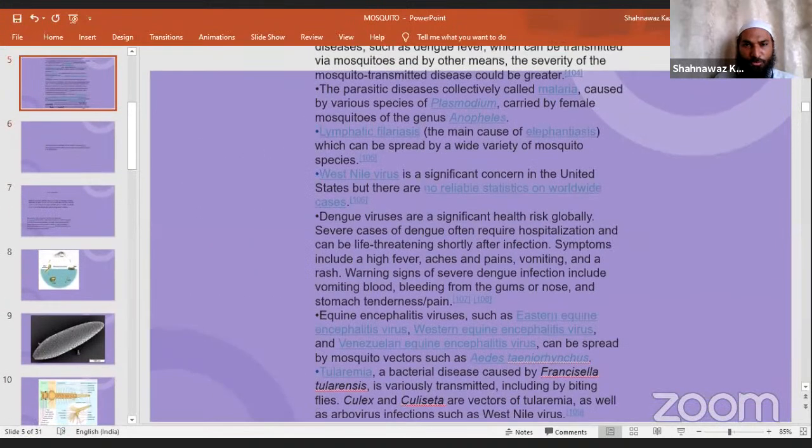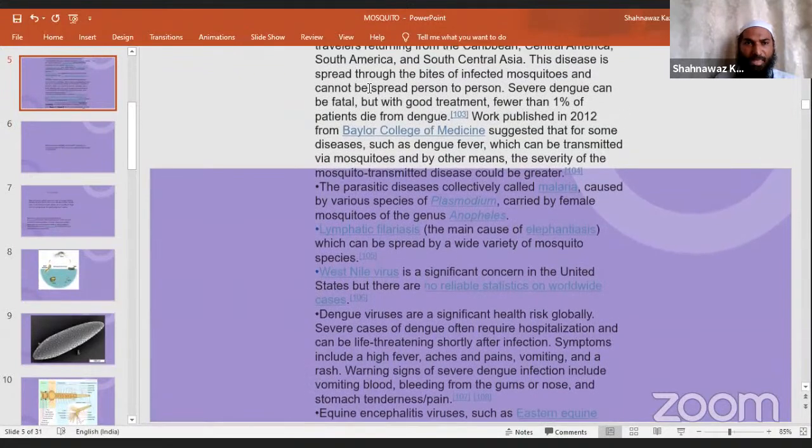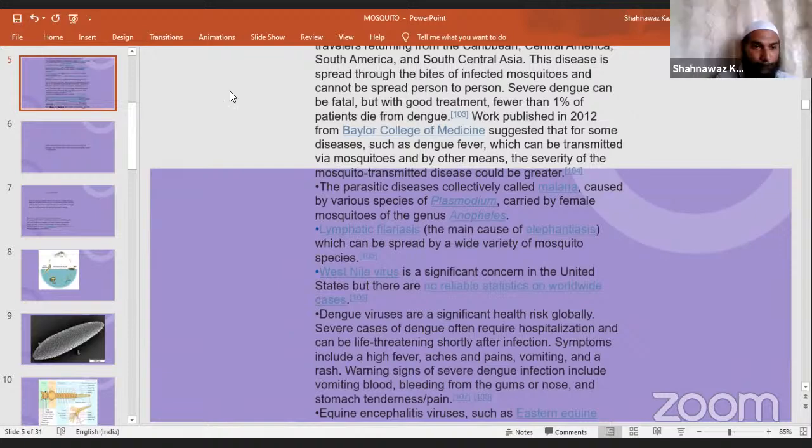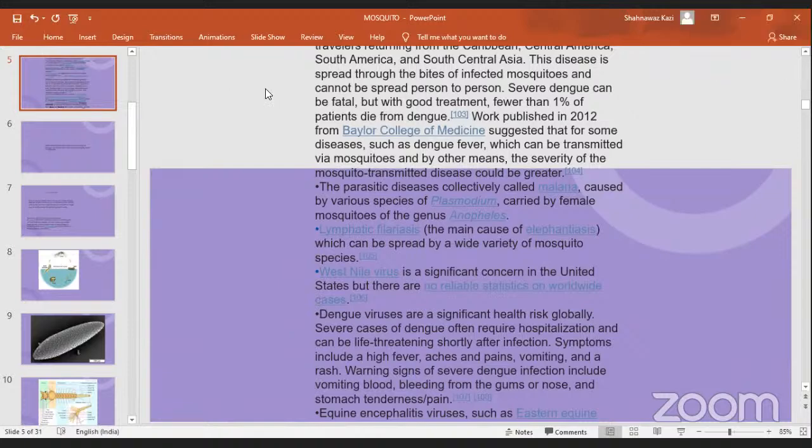I don't know if they are not being seen now. Anyways, so this is a little bit of mosquito. Can you share this PPT? Yeah, inshallah, I'll share the PPT, no problem. It's a big, huge thing.